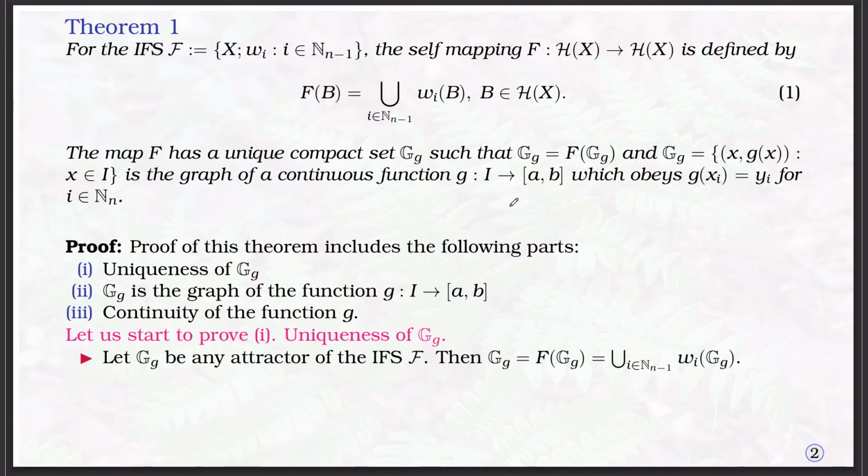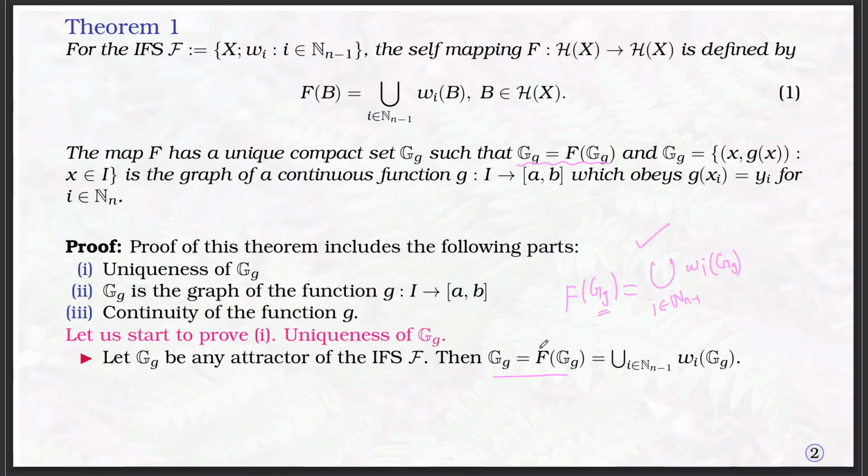The first part, to prove the uniqueness of this G: let G be the attractor of the IFS. Then it satisfies the self-referential equation. That means if you take F of G, which is equal to the union for i from 1 to n minus 1, as we have n minus one mappings, of Wi of G of g, this G must satisfy this equation, therefore we will get this point.